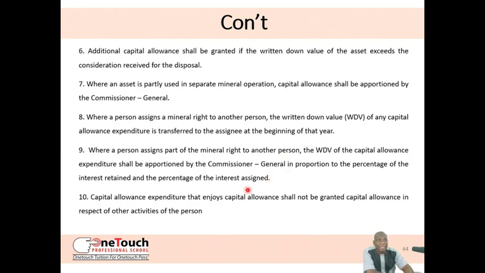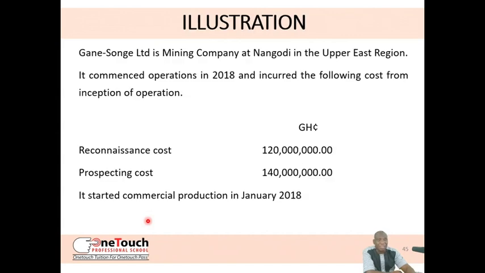Then, expenditure that enjoys capital allowance shall not be granted capital allowance in respect of other activities of the person. So you don't grant capital allowance on an expenditure, and then go and grant capital allowance again in respect of the same expenditure for the other activities of the person. No, it must be restricted specifically to the particular activity for which the capital allowance is being granted. You restrict it to only that. That's all. So these are the principles regarding capital allowance when it comes to mining operations. Very, very simple.